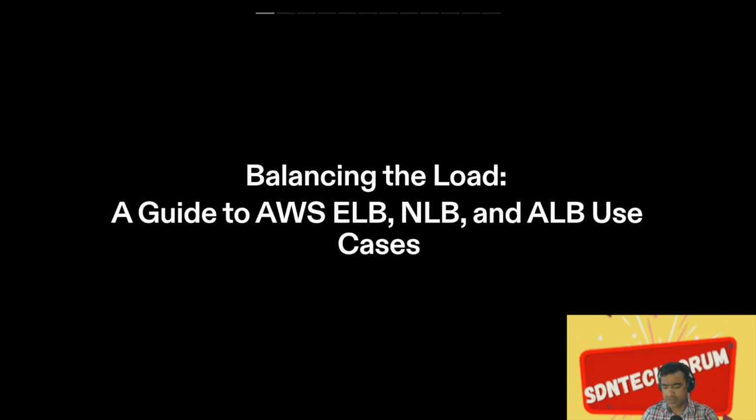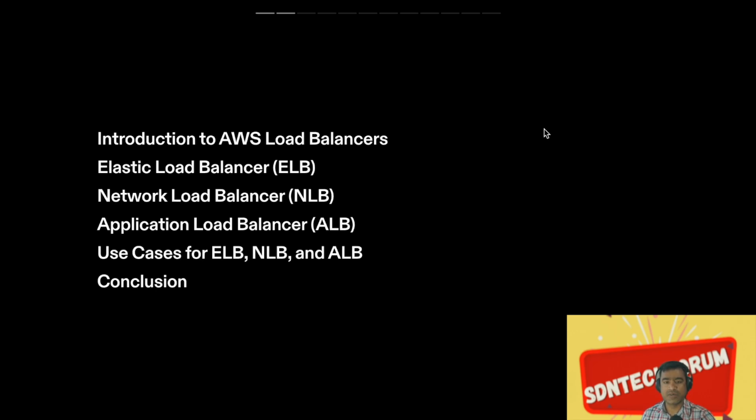All right, so let's look at the load balancer first, right? And as you can see, there are a couple of varieties of load balancers or variants of load balancers, and we will talk about all of them here. So let's go to the next slide. What we have in the agenda: introduction to AWS load balancers, three different types of load balancers: elastic load balancer, network load balancer, application load balancer. We'll discuss when you would like to use one versus another. Then we'll go to the conclusion.